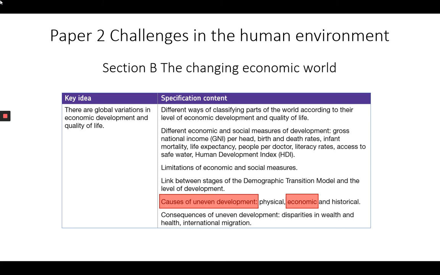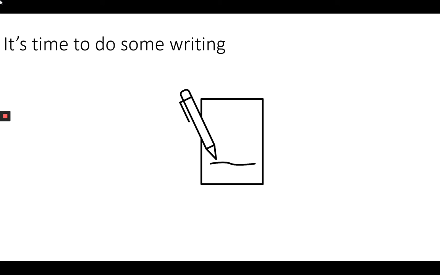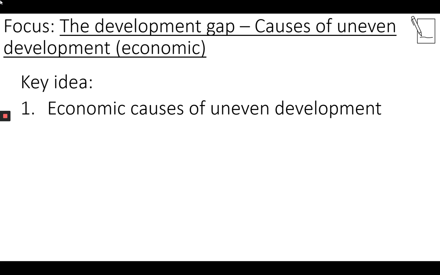The red highlighted section of the specification on the screen indicates we're going to be learning about the economic causes of uneven development. Make sure you've got your pen and paper, and here we go. This symbol means you need to read, and this symbol means you need to write. Press pause whilst you write down the focus and restart when you're done.